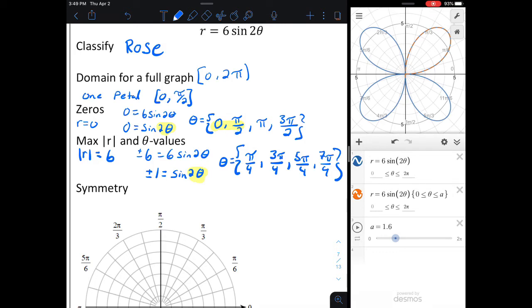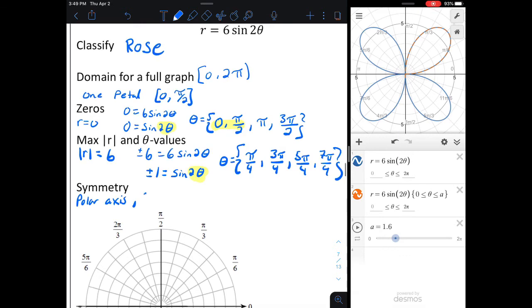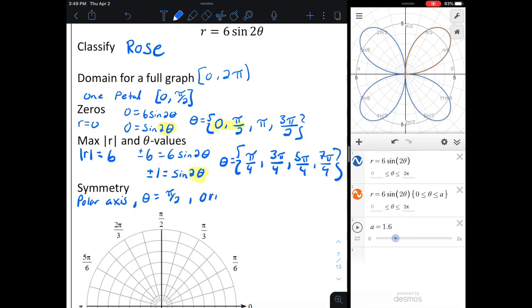I could fold these petals, this rose curve. It's symmetric about the polar axis. I could fold it along the horizontal and lay on itself. I could fold it over the vertical axis, which is the line theta equals pi over 2, and it would lay on itself. And I could even fold it over both the line y equals 2 and the polar axis, and it would lay on itself. And I would just call that the origin.